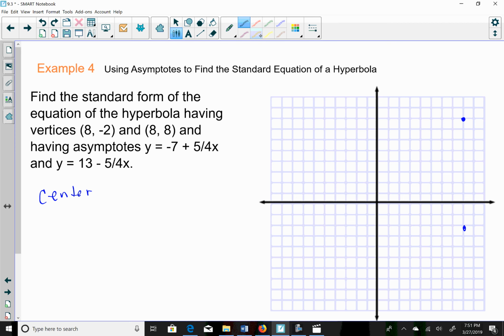Oopsie. Well, let's use a crayon. We've never done that before. Has to be somewhere on this line. Yes? Yes.